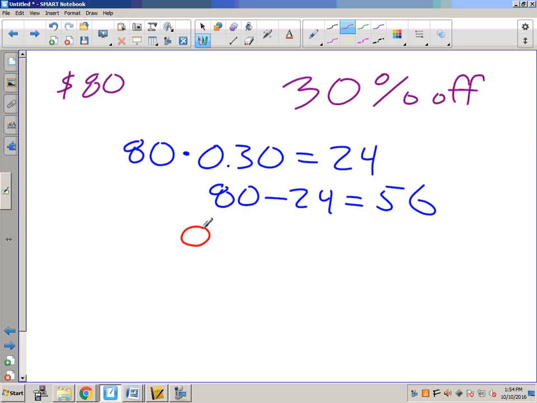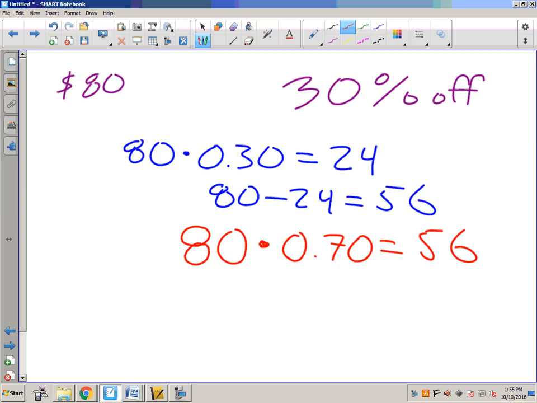There we go. Instead of taking 80 and multiplying it by 0.3 and figuring out that's 24 and subtracting that from 80, check this out. 80 times 0.70 is 56. I think I talked to a few of you guys last week about this. Now, can somebody explain to me why that works? How does it work?